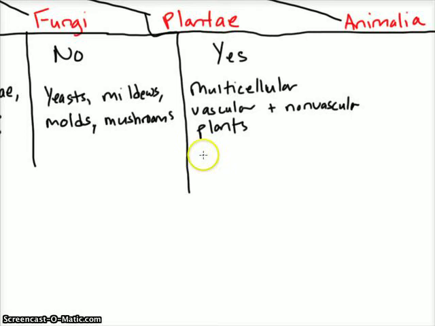Some features of the kingdom Plantae include stomata, cuticle, and gametangia. We'll go into details about that in a later chapter.